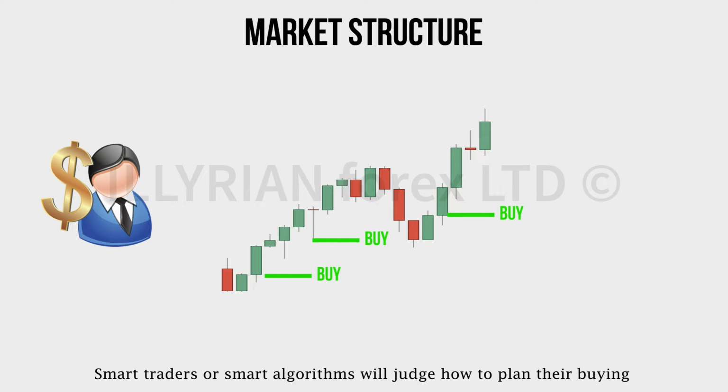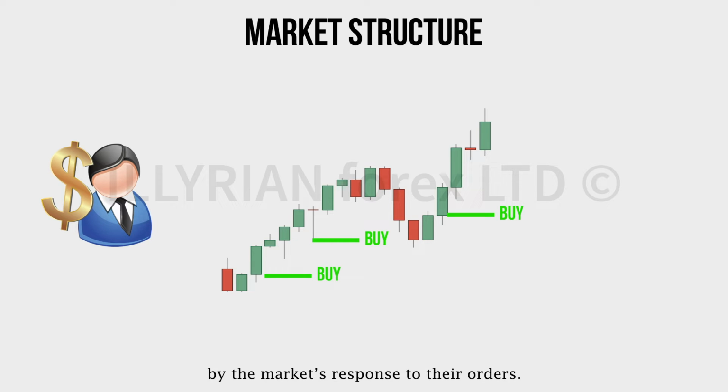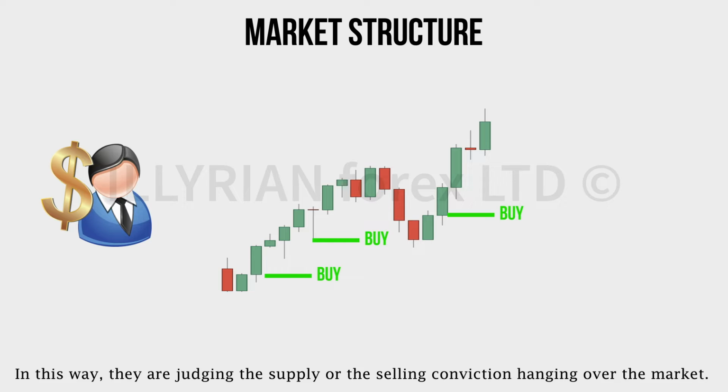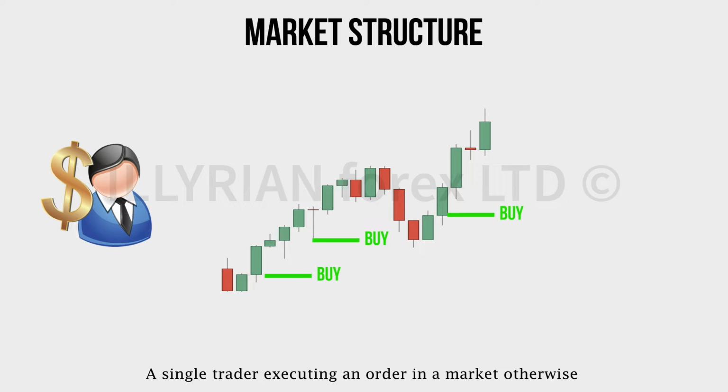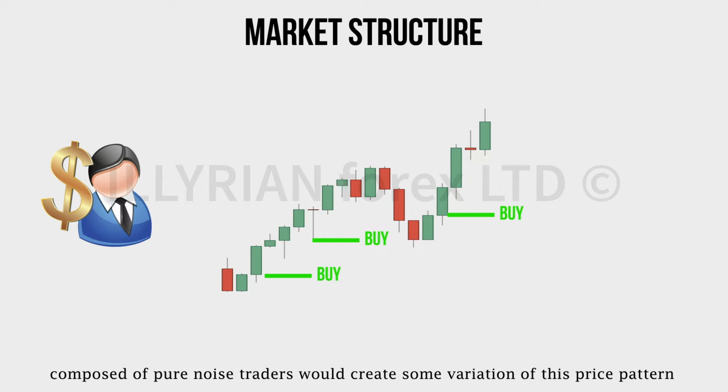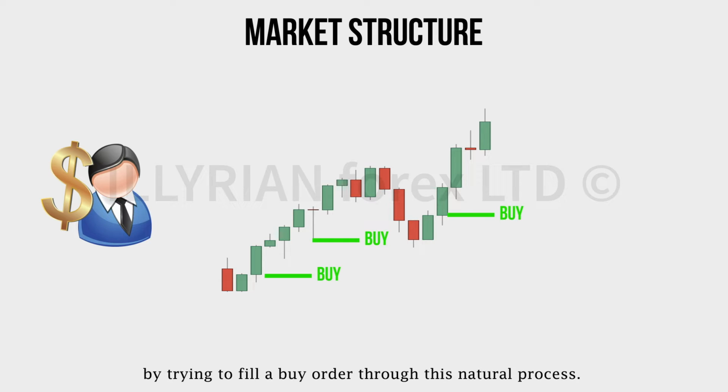Smart traders, or smart algorithms, will judge how to plan their buying by the market's response to their orders. In this way, they are judging the supply, or the selling conviction, hanging over the market. A single trader executing an order in a market otherwise composed of pure noise traders would create some variation of this price pattern by trying to fill a buy order through this natural process.